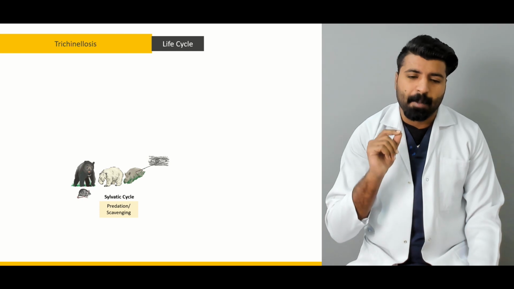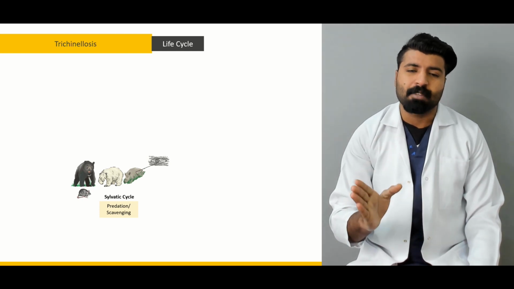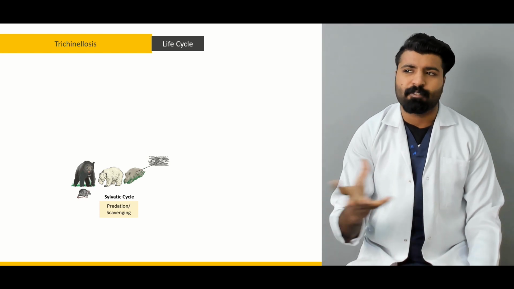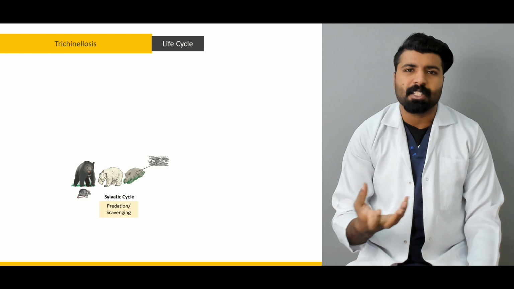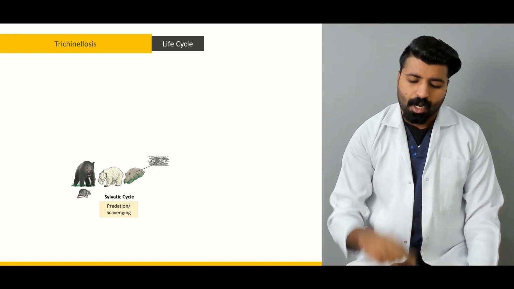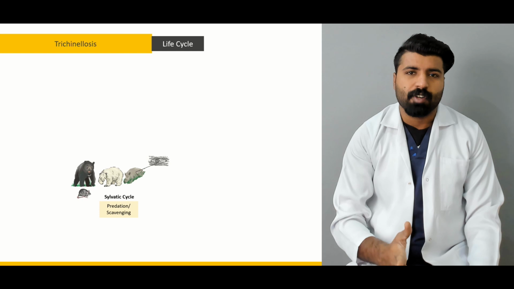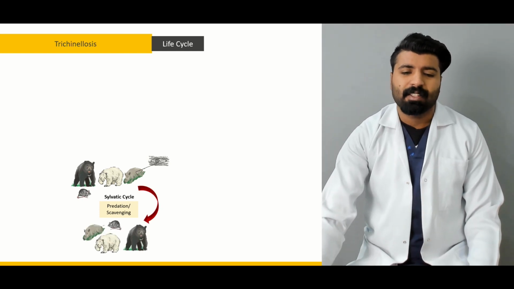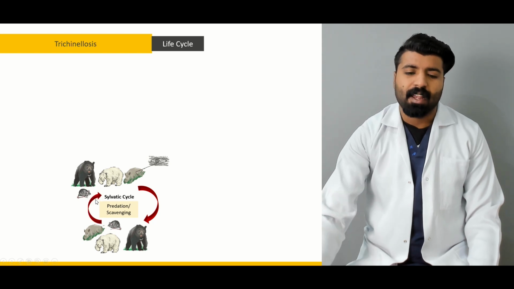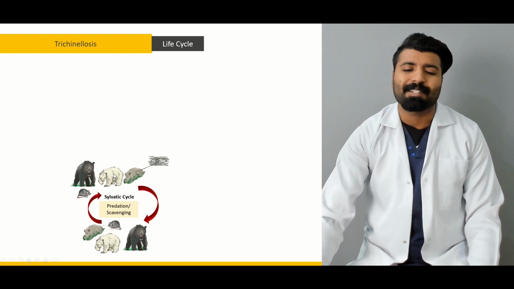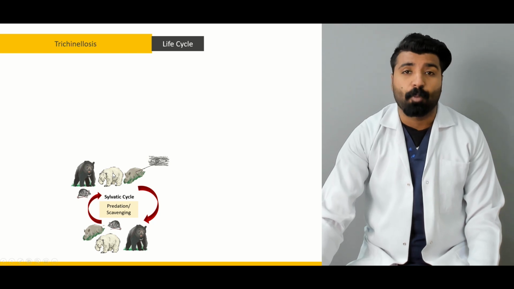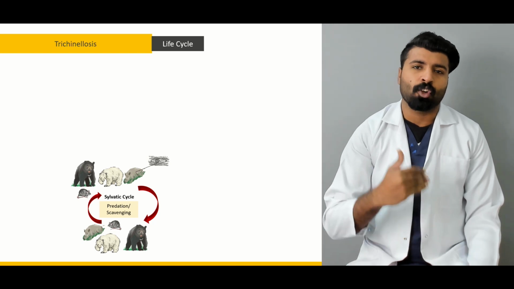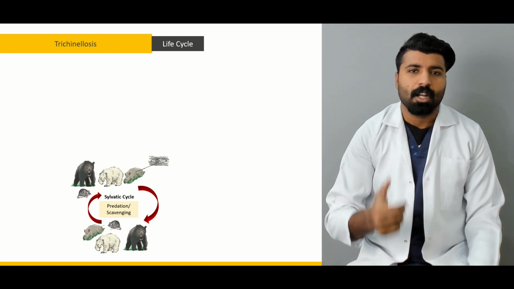So what happens is that in predation and scavenging, these animals are actually eating each other. So they are getting this parasite from one another and harboring it inside their body. Now this is the proper life cycle of Trichinellosis, or Trichinella. They keep eating each other and keep harboring this parasite in their striated muscle, in their body. So whenever a human gets in contact with their feces, number one.